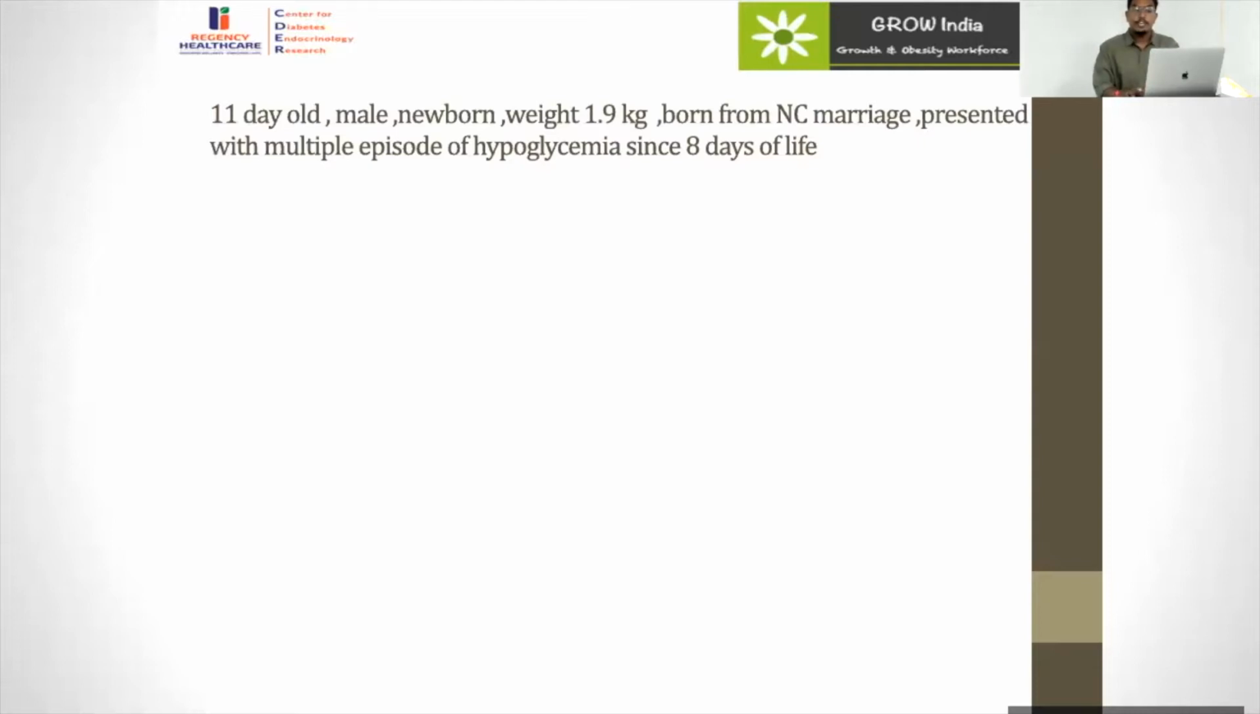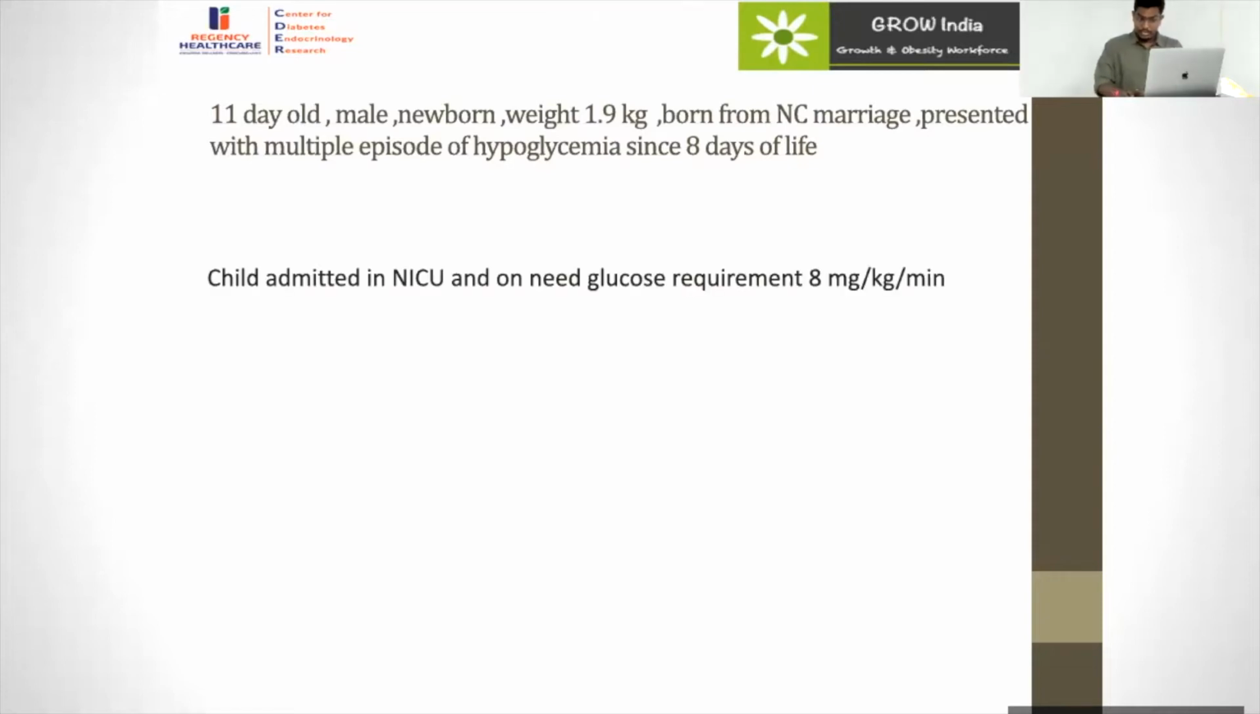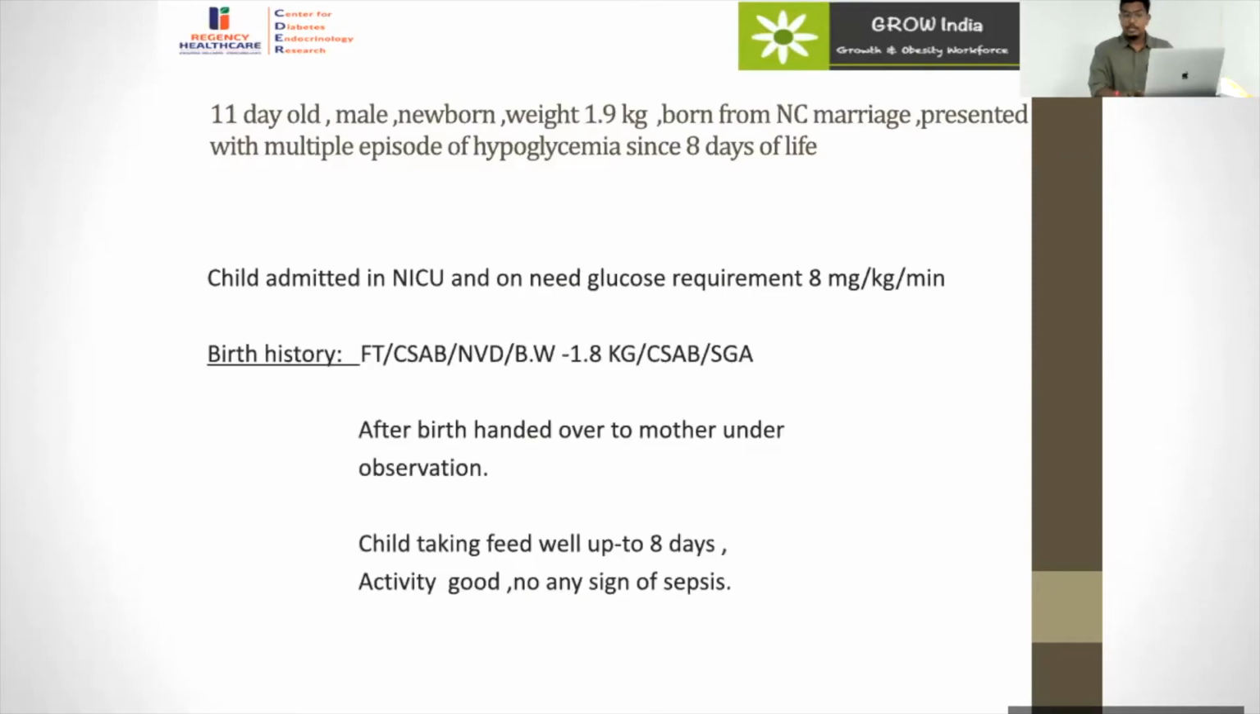The case is an 11-day-old male newborn, weight 1.9 kg, born from a non-consanguineous marriage, who presented on the 8th day of life with multiple episodes of hypoglycemia. For the complaint of multiple episodes of hypoglycemia, the child was admitted in the NICU, with a maximum glucose requirement of 8 milligram per kg per minute.